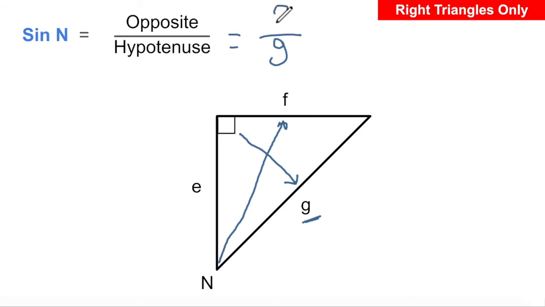That's F. So if we wanted to find the sine of angle n, we could divide F by G. The length of side F divided by the length of side G will give us sine n. Again, that's just a ratio of these two side lengths. That's all sine n is. We're going to see how we can use that to solve problems.